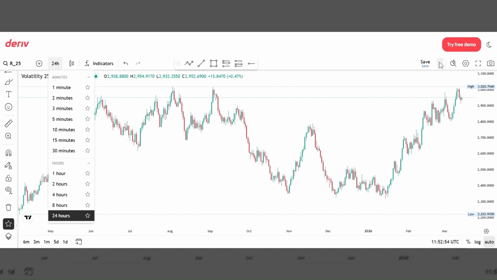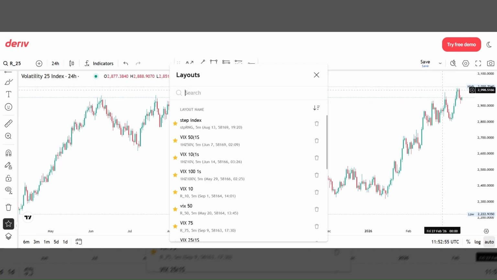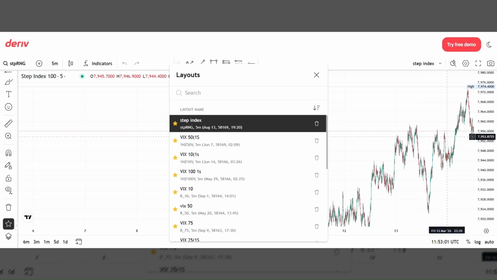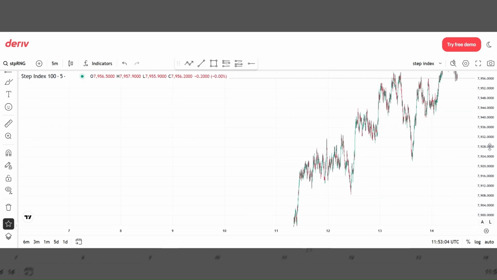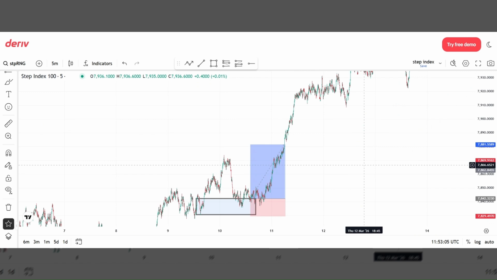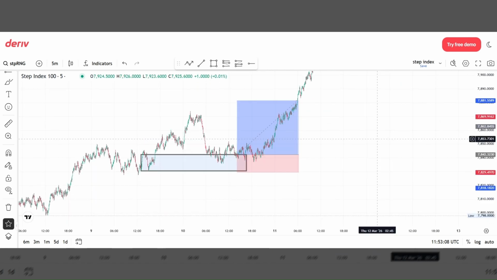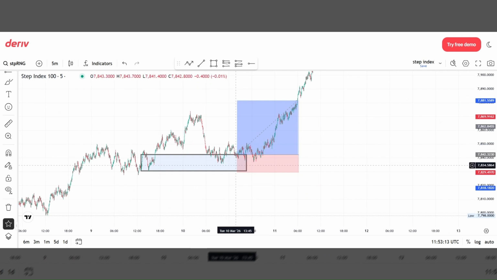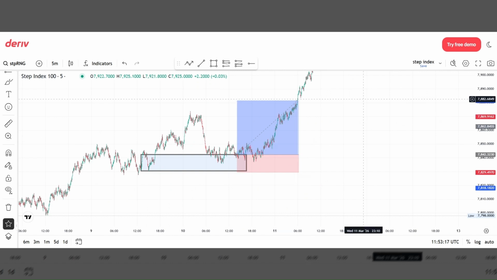So let's jump into the Step Index. Now this is Step Index, and this is the trade I took. This is the trade I'm talking about. I showed you the before and the after of this trade. So how did I take this trade, and why did this trade keep buying? That is what I'm going to show you step by step.